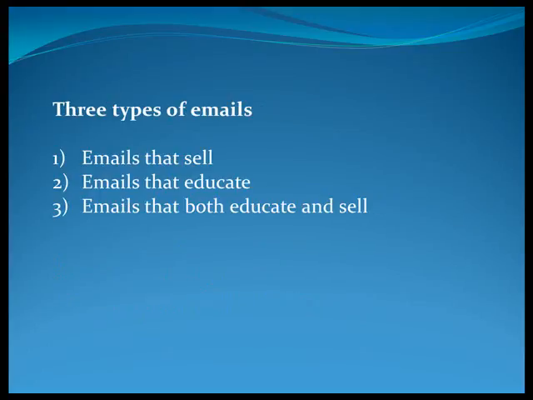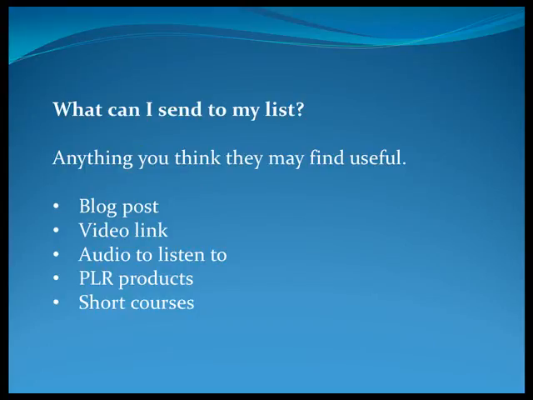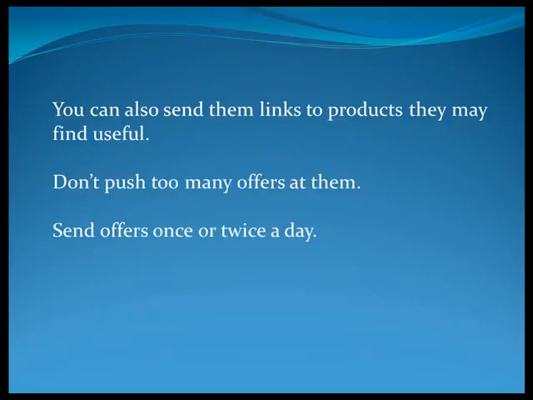Now there are three types of emails that you can send out. Emails that sell, emails that educate, and emails that both educate and sell. So what can you send out to your list? You can send out anything you think they may find useful. And this could be a blog post, a video link, an audio that they can listen to, PLR products, or even short courses. You can also send them links to products that they might find useful.